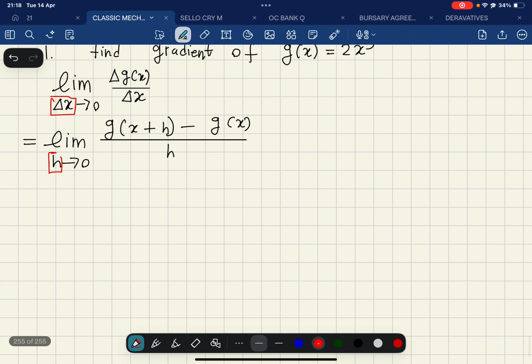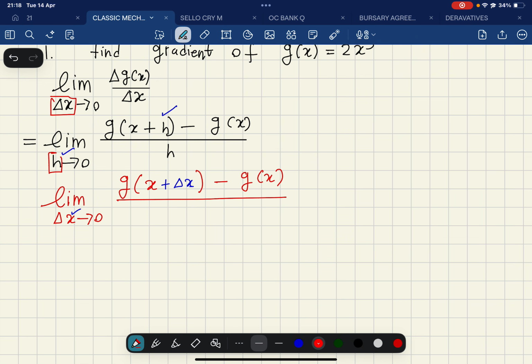So which means you are going to change that to say the limit as change in x approaches 0 of g of x plus whatever that is here. Just like here, they take whatever that is here. So we are going to say plus the change in x. We close the bracket, we say minus g of x, all divided by the change in x, which is the same as h.